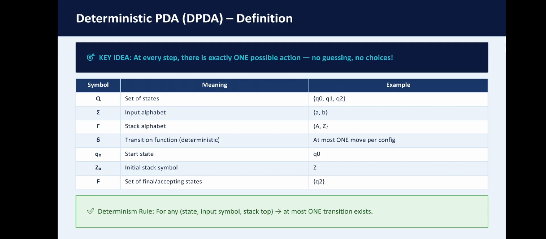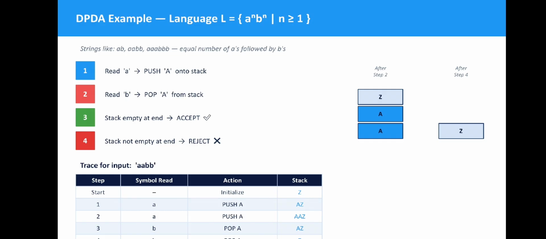Now let's talk about a deterministic PDA or DPDA. It is a PDA where at every step there is exactly one possible action. No guessing, no choices. Here the key rule is for any combination of state, input symbol and stack top there must be at most one transition. This is what makes it deterministic. Let's look at a simple example for DPDA.